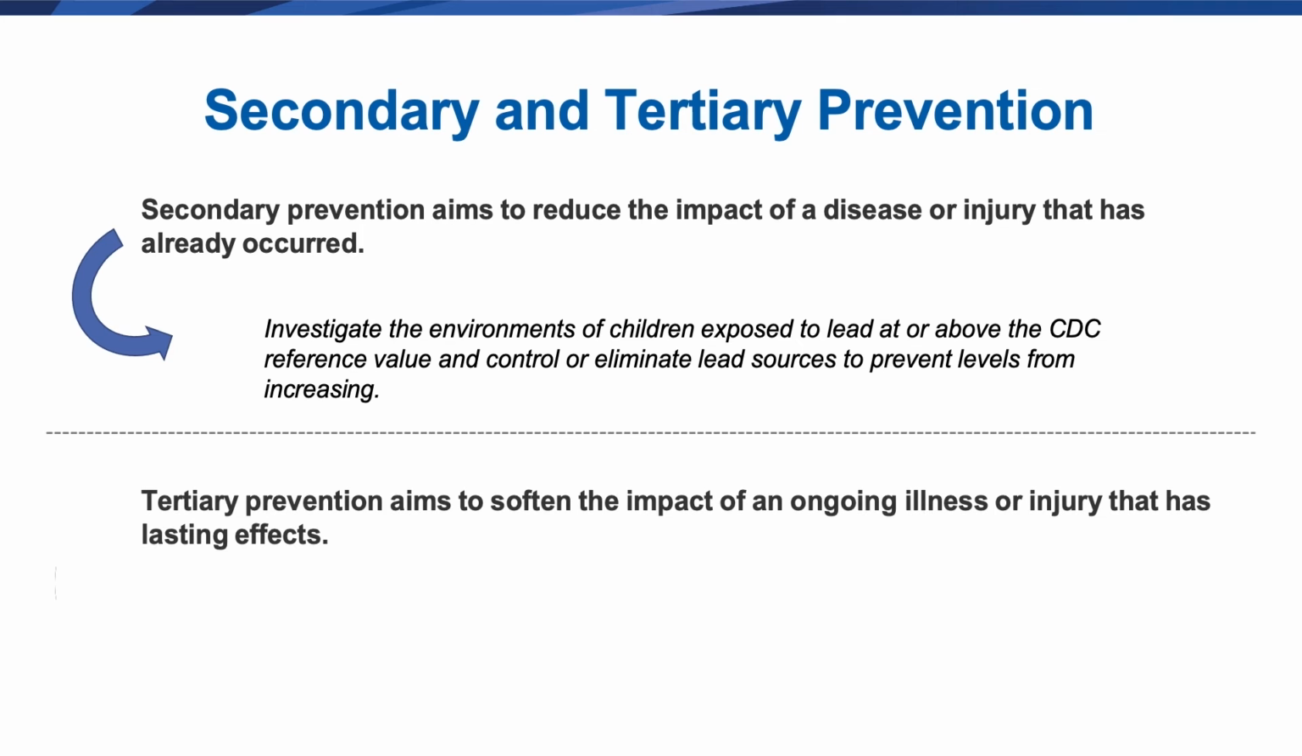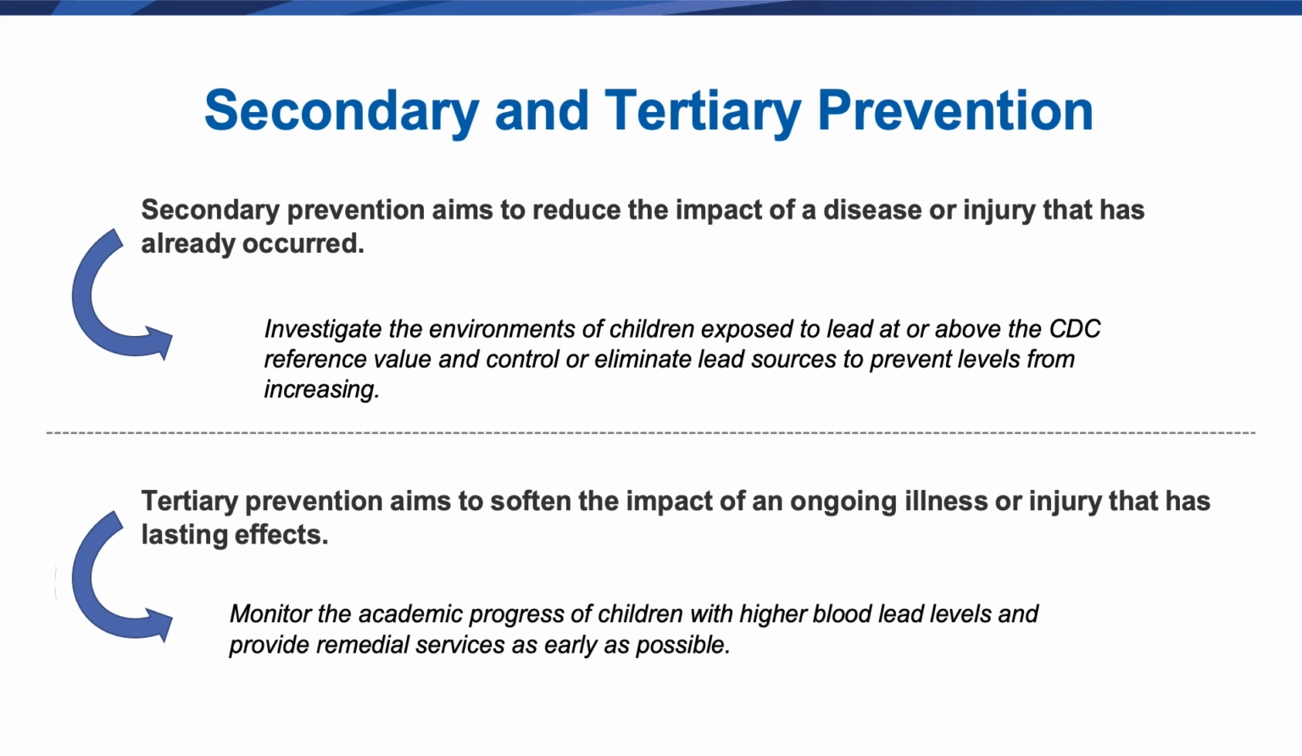Tertiary prevention aims to soften the impact of an ongoing illness or injury that has lasting effects, which in this case would include monitoring the academic progress of children with higher blood lead levels and providing remedial education services as early as possible. So that's a way to provide support to children who may be affected by lead, but it doesn't necessarily cure the child.